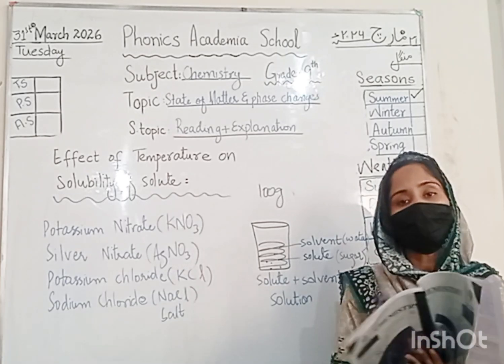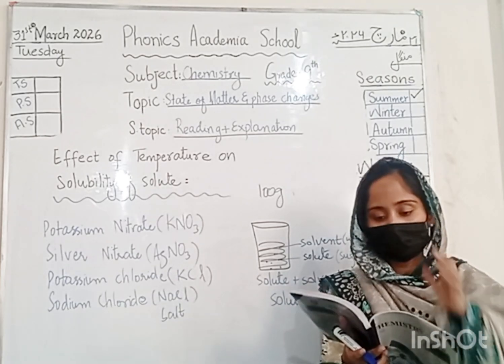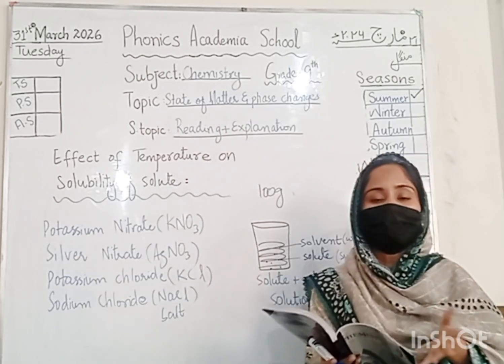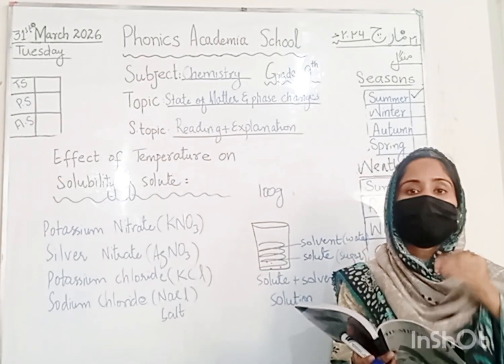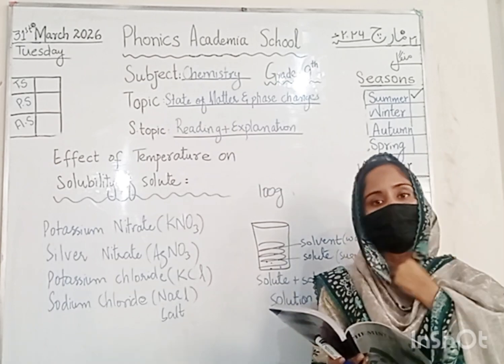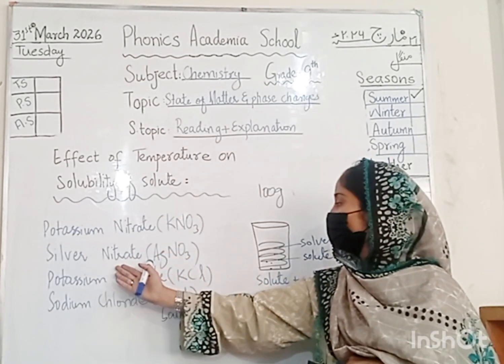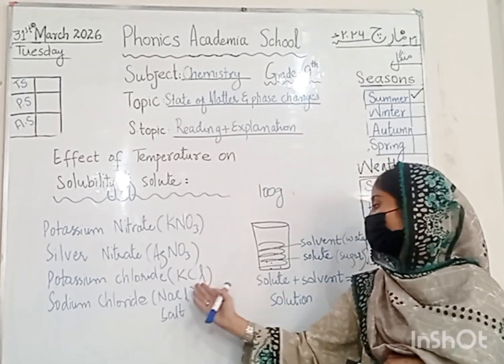Examples: potassium nitrate, silver nitrate and potassium chloride. ऐसे बहुत सारे कंपाउंड्स हैं जिनकी solubility increase हो जाती है with the increase in temperature. जिसमें हमारे पास नाम आते हैं potassium nitrate, its formula is KNO3, silver nitrate AgNO3, potassium chloride KCl.